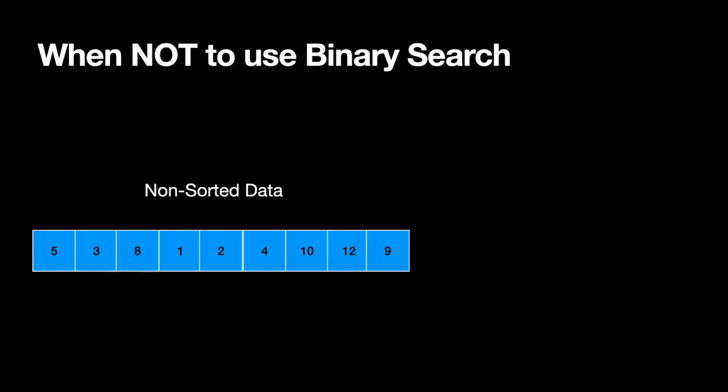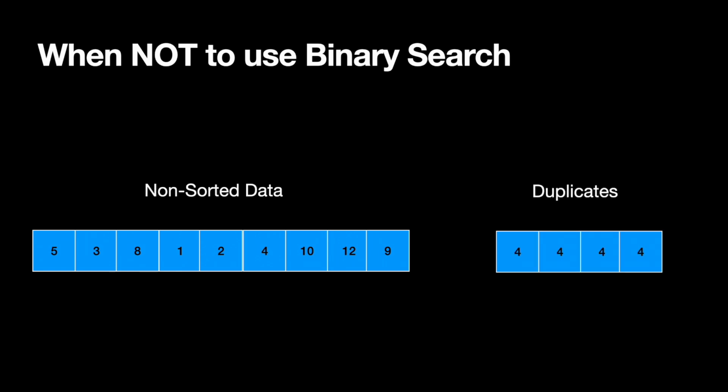Binary search is a very powerful search algorithm. However, you cannot use it on non-sorted data. And also, it isn't good at differentiating between first and last occurrences. So if you want to find a specific occurrence of a number, binary search can't do that for you.